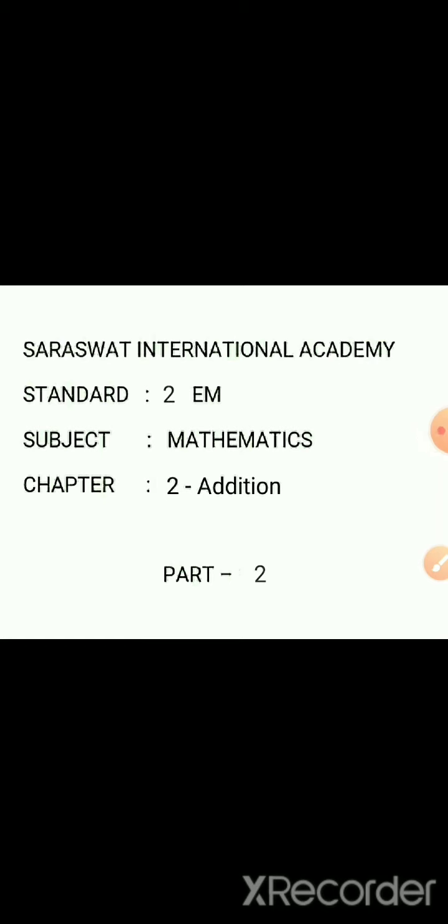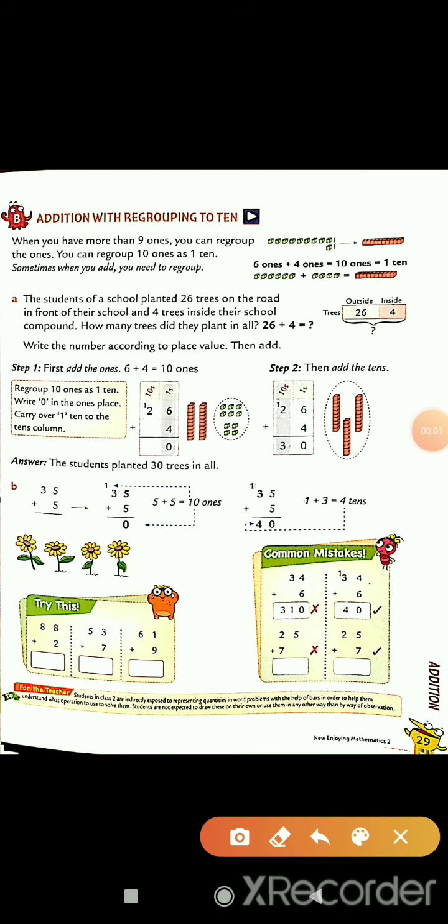I am teaching mathematics of standard 2nd, chapter number 2, addition, part 2. Students, in the previous part, we have already learned how to add two-digit numbers. Now, in this part, we will learn about regrouping. So, let us start.